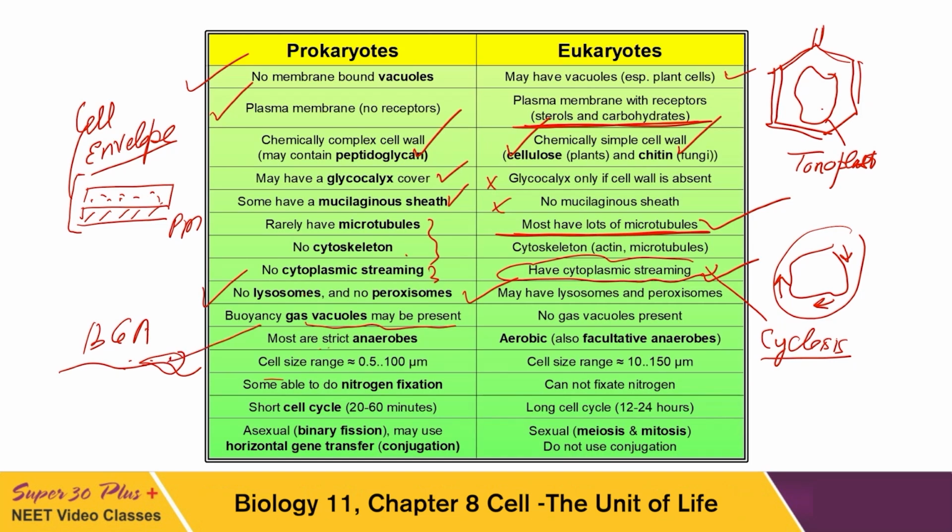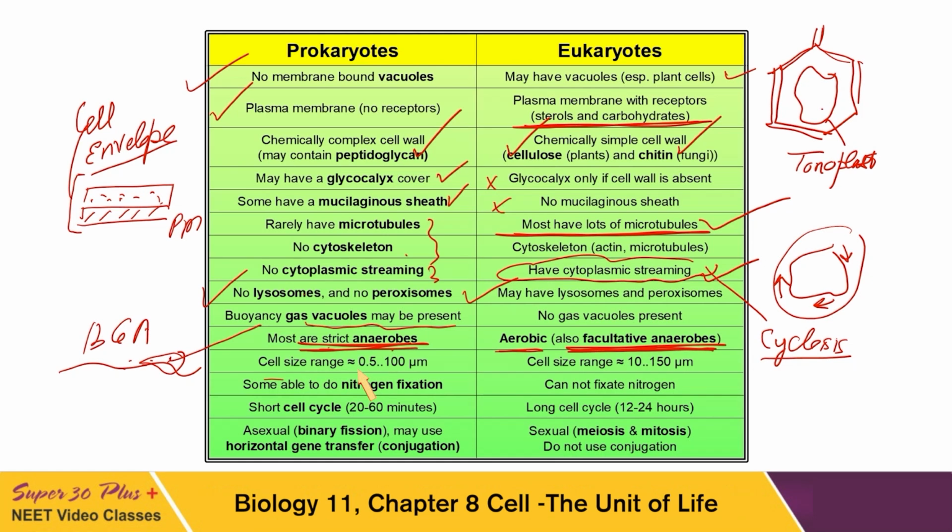Most of these are strictly anaerobes, though they may be aerobic, also facultative anaerobes. You know the meaning of this? Strictly anaerobes will survive in the absence of air, in the absence of oxygen. They may be aerobic, also facultative anaerobes. What do you mean by that? If oxygen or air is not available, a few may survive in the absence of air and oxygen, known as facultative anaerobes.